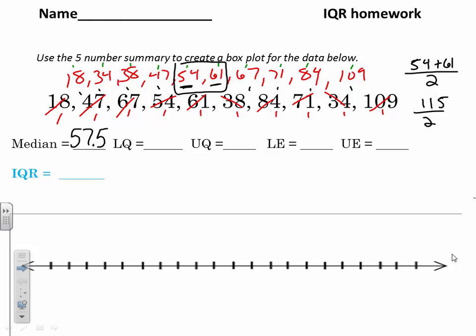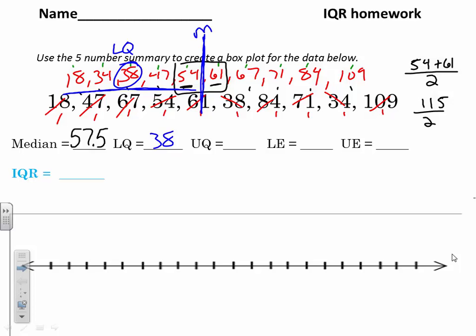So at this point, we've got the median. We've cut these numbers in half, so you have a lower half and an upper half. So let's go to the lower quartile. Basically we're going to find the median of this lower side. Well, there's 5 numbers there, so there's one in the middle, right? So this 38 is in the middle of those 5 numbers. That's our lower quartile. This is our median.